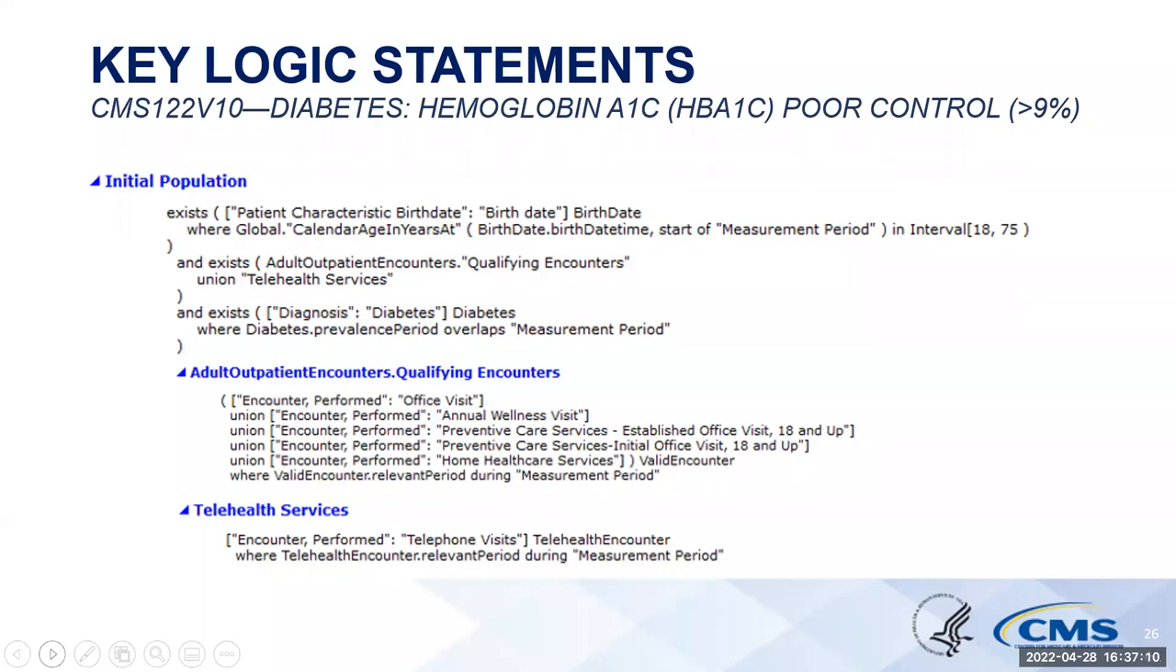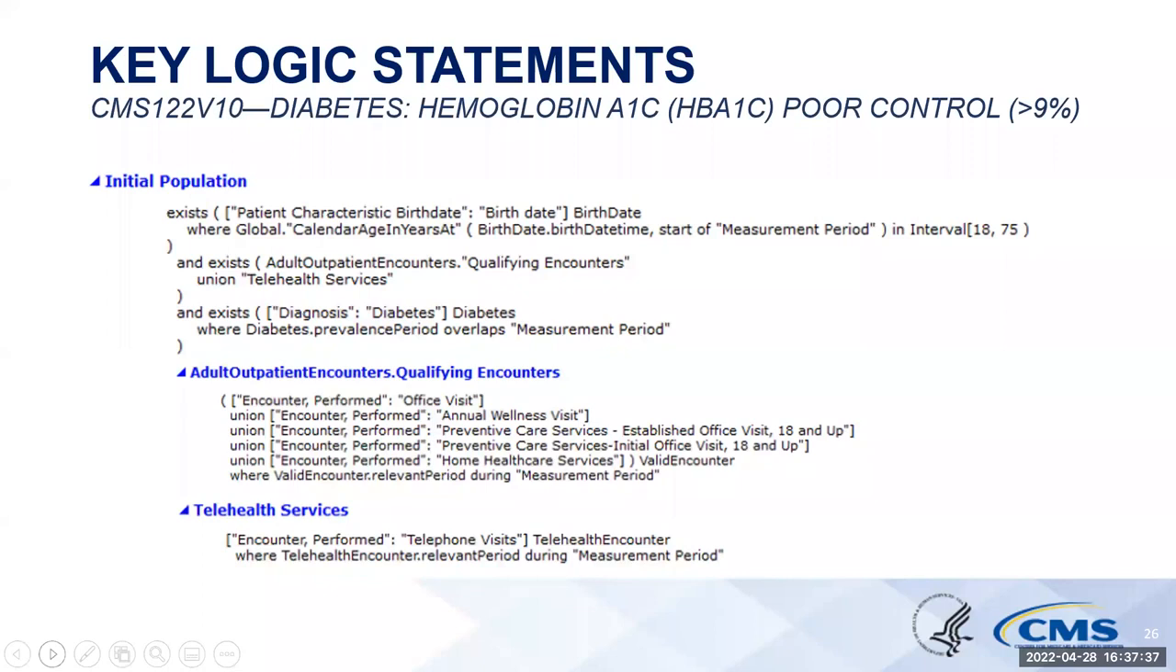The next parameter includes adult outpatient encounters library and the qualifying encounters, which include office visits, preventative services, and home health services provided during the measurement period. Also, the telehealth services definition uses the encounter performed data type and references the telephone visits value set, which will satisfy the condition if a code is present from that value set.